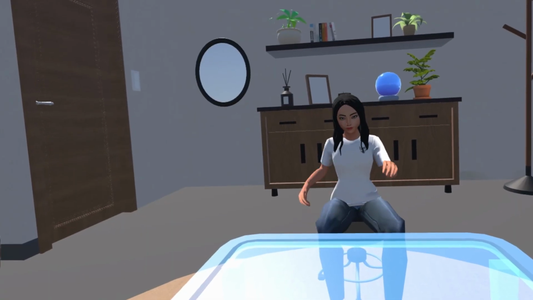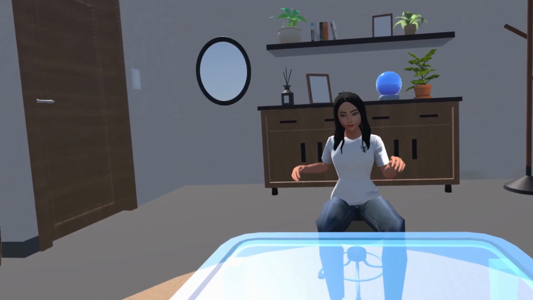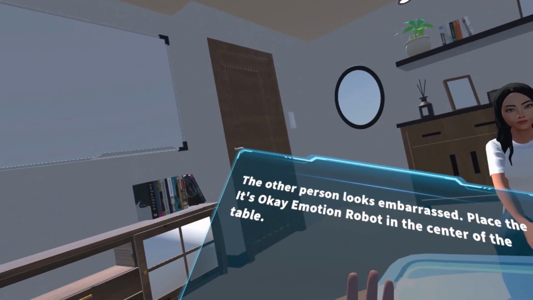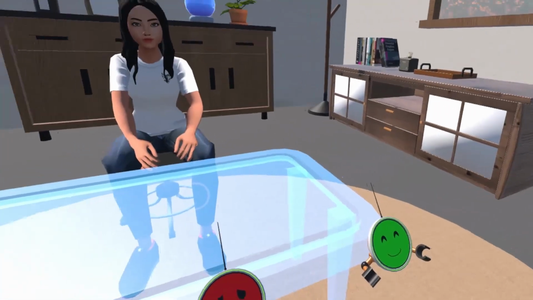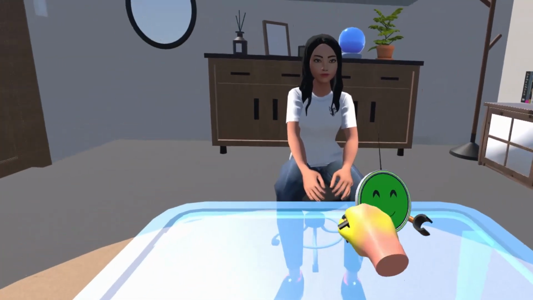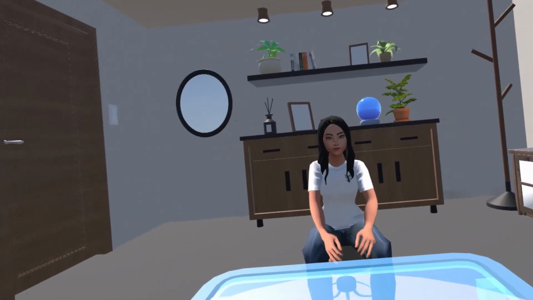I was being careless and made a mistake. The other person looks embarrassed. Place the It's Okay emotion robot in the center of the table. Nod your head to show that everything is okay.